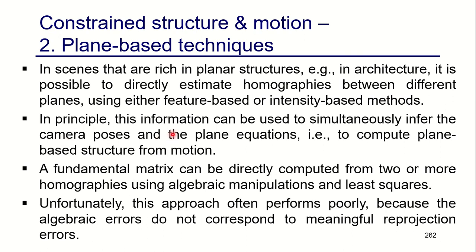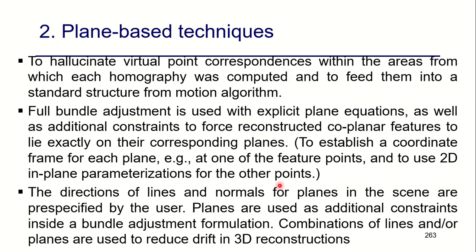In this principle, information can be used to simultaneously infer the camera poses and plane equations, to compute the plane-based structure from motion. A fundamental matrix can be directly computed from two or more homographies using algebraic manipulations and least squares. Unfortunately, this approach often performs poorly because the algebraic errors do not correspond to meaningful reprojection errors. So instead, hallucinate virtual point correspondences within the areas from which each homography was computed and feed them to a standard structure from motion algorithm.